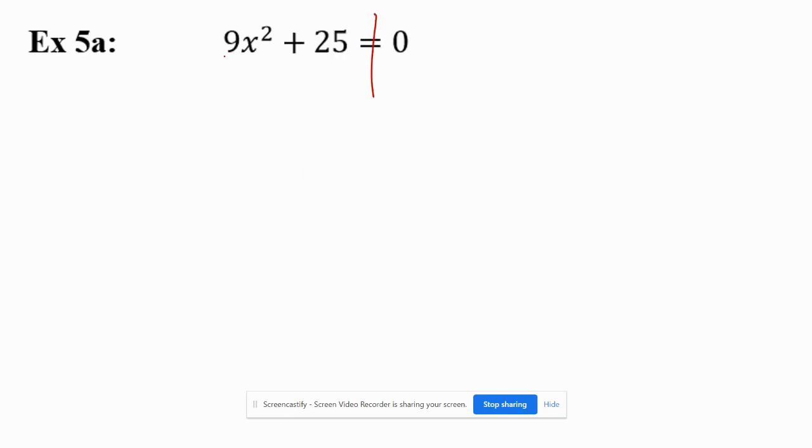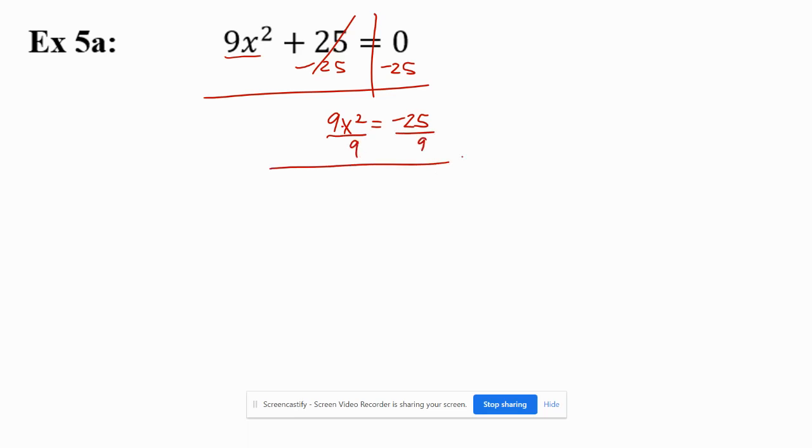All right, example 5a, 9x squared plus 25. We want to isolate the 9x squared, so we get rid of the positive 25 by subtracting it from both sides. On my left, 25 minus 25 is 0. Bring down 9x squared equals, on the right, 0 minus 25 gives us a negative 25. We want the coefficient of x squared, the number out front, to be 1, which means we want to get rid of this multiplication by 9. So we're going to divide both sides by 9.